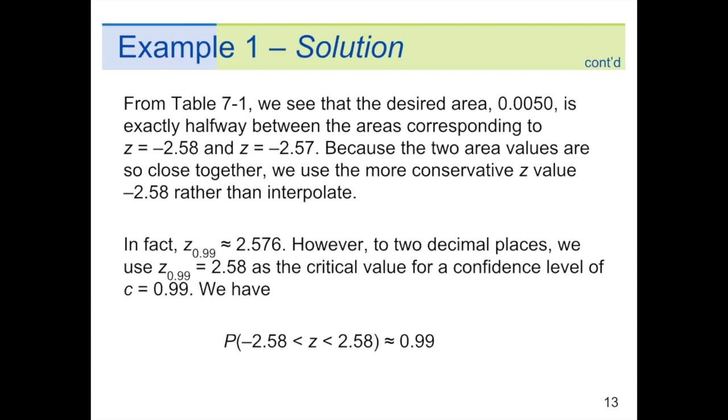In fact, z sub 0.99 is about 2.576. However, to do 2 decimal places, we use 2.58 as the critical value for a confidence level of c equals 0.99. We have the probability that z is between those two is 0.99.